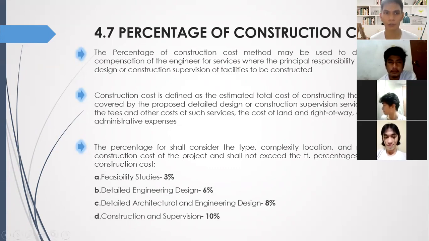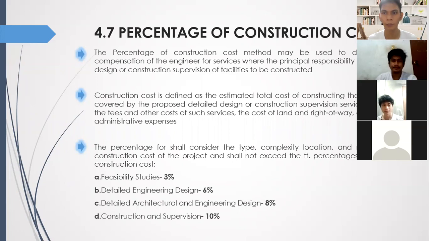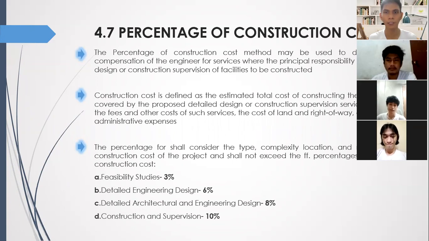Percentage of construction cost. The percentage of construction cost method may be used to determine the compensation of the engineer for services where the principal responsibility is the detailed design or construction supervision of facilities to be constructed. Construction cost is defined as the estimated total cost of constructing the facility to be covered by the proposed detailed design or construction supervision services, excluding the fees and other costs of such services. The cost of land and right-of-way and legal and administrative expenses.